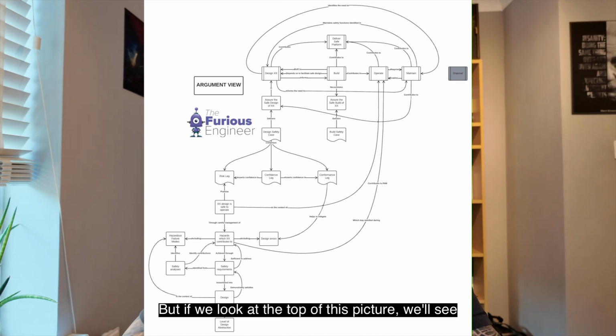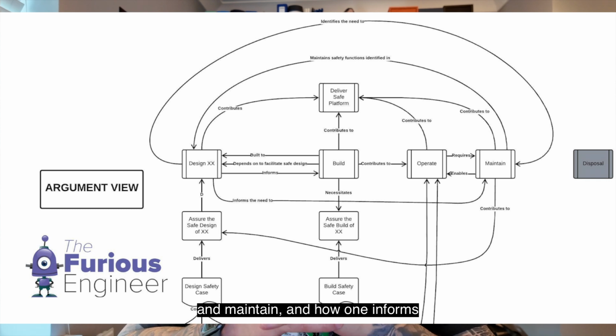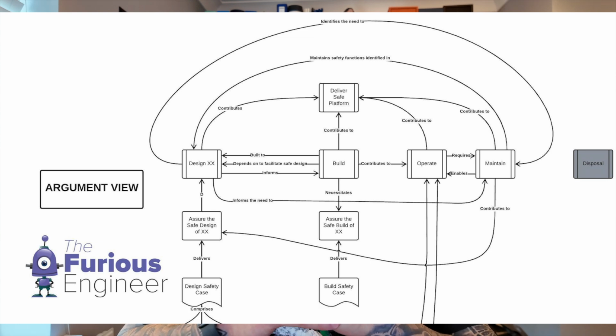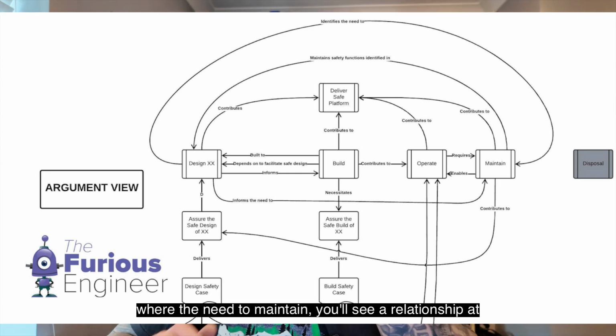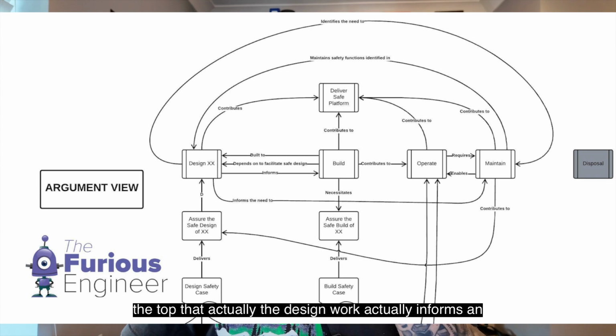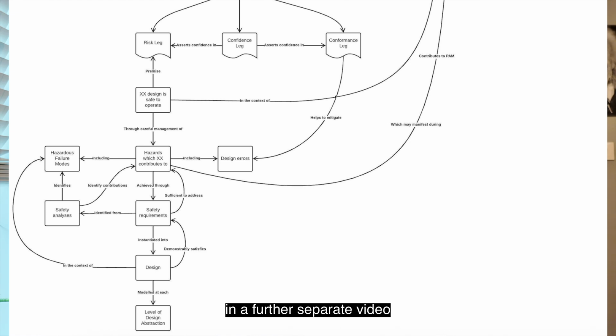If we look at the top of this picture, we'll see the relationship between design, build, operate and maintain, and how one informs the other, what one is built to, where the safety functions are identified and maintained, where the need to maintain arises. You'll see a relationship at the top that the design work informs and identifies the need to maintain the system and part of that system. And as we go down, we start to look at what we call the RCC aspect, the risk, confidence, conformance leg. Now, I'm going to talk about risk, confidence, conformance in a further separate video.